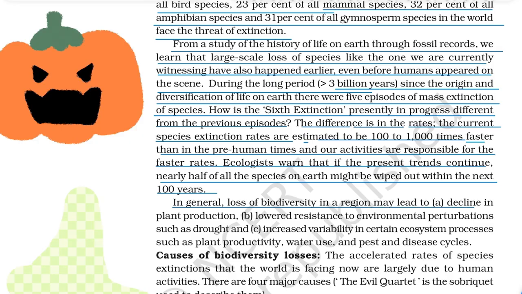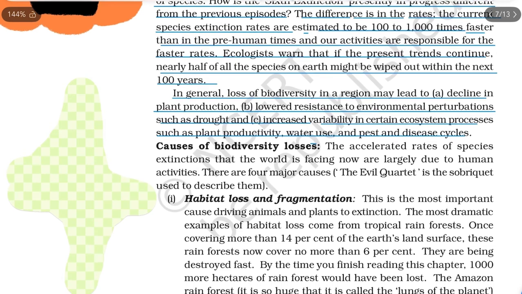In general, loss of biodiversity in a region may lead to a decline in plant production, lowered resistance to environmental perturbations such as drought, and increased variability in certain ecosystem processes such as plant productivity, water use, and pest and disease cycles. Causes of biodiversity losses.